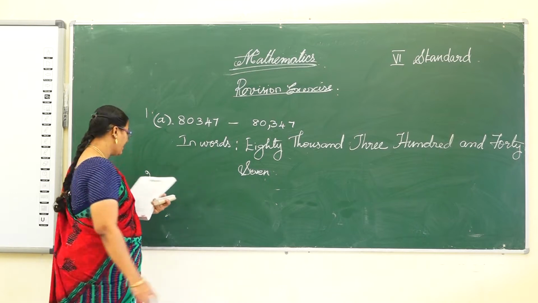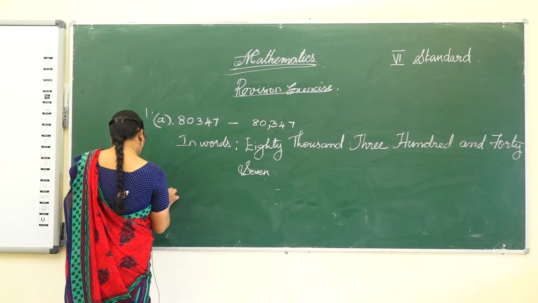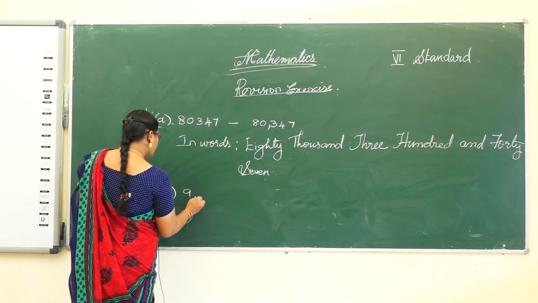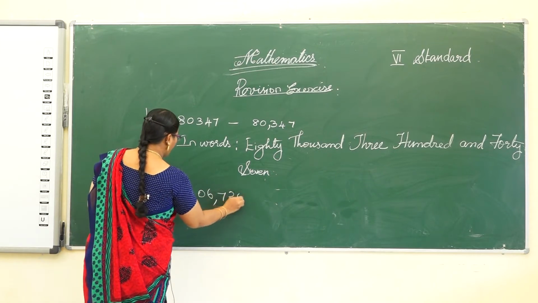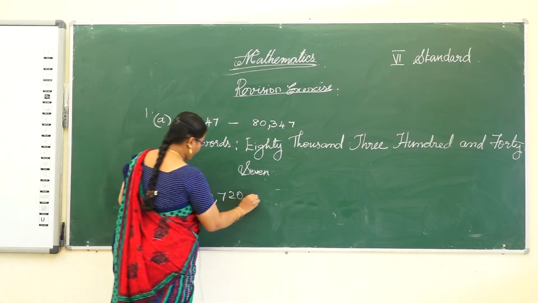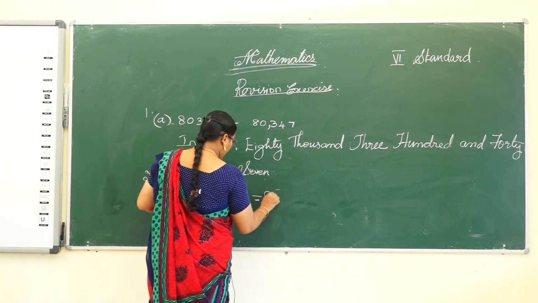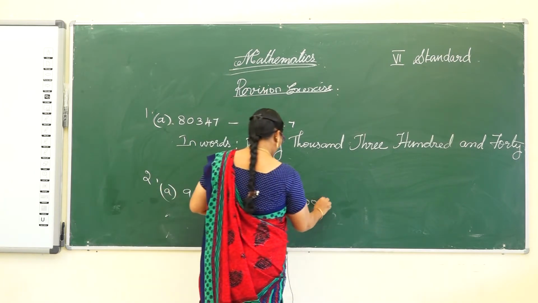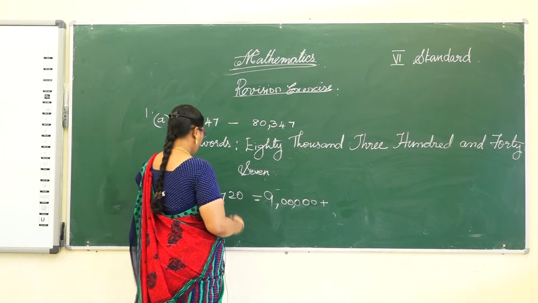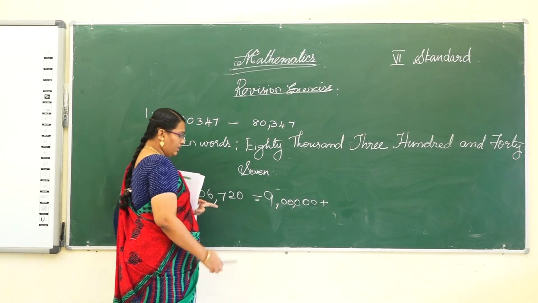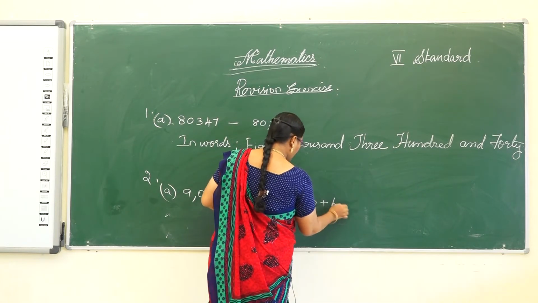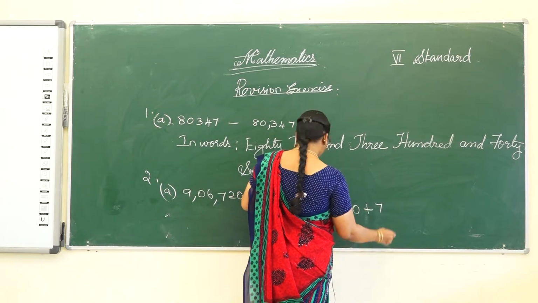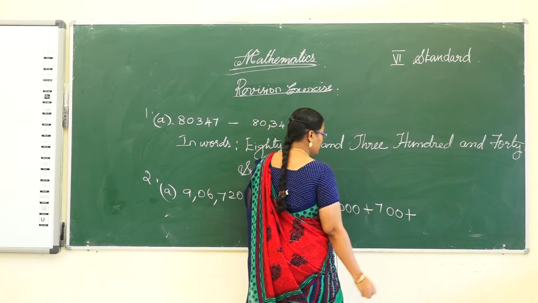And next, the second one: write the following numbers in their expanded form. Expanded form you already know. So now do the first one, A. 9,06,720 is given. So expanded form is equal to 9 lakh. And then 10,000 is not there, so leave it. And next 6,000, and next plus 700 plus 20.